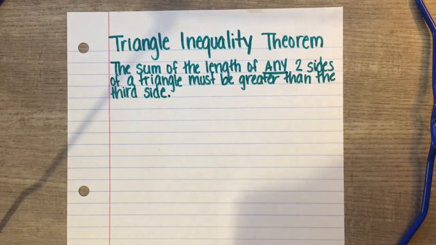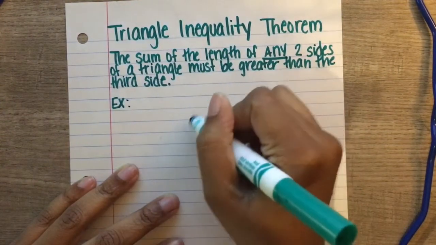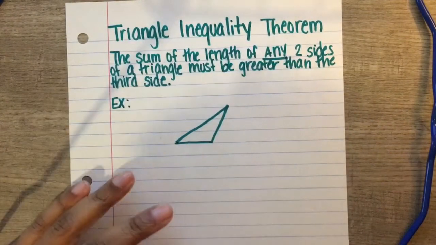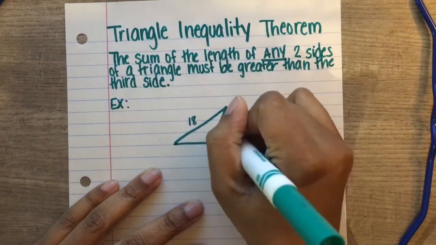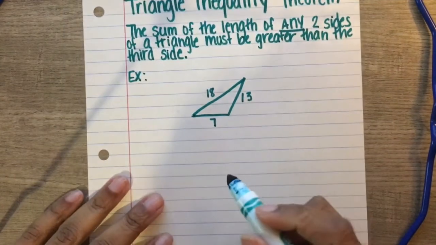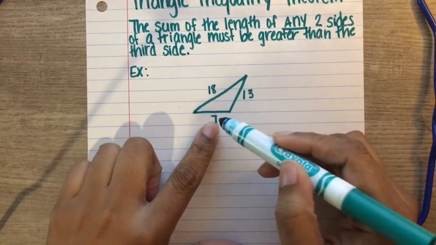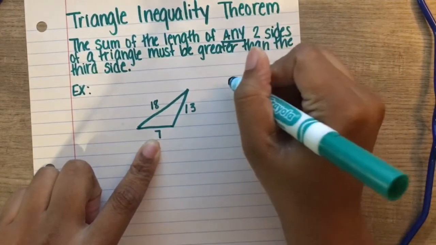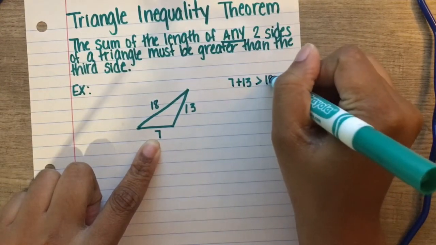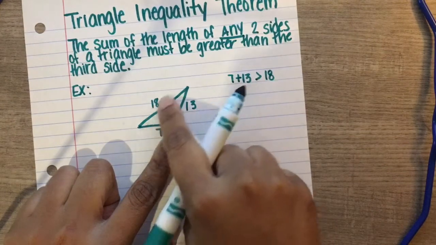All right, so the example that's given is a triangle that looks like this. It's kind of slanted a little bit. Okay, and this side's 18, this side's 13, and this side's 7. So what we would do is start with any two sides. It doesn't matter which side. They started off with 7 and 13. So they're saying that 7 plus 13 has to be greater than that third side that has 18. So they did this side and this side, added together, has to be greater than this side.